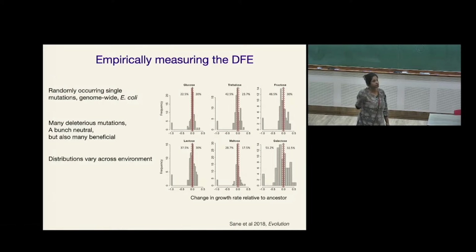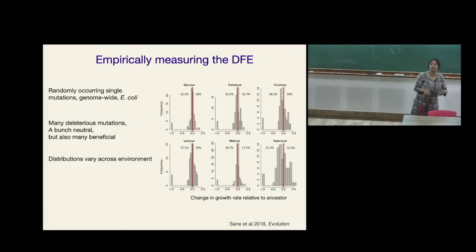So in that case, we can actually identify lethal mutations, right? Some of these, about 4 strains, failed to grow on these other media. So we know they're lethal in those media, but clearly they were not lethal on LB, the rich media where they were originally evolved. You can also see that in lactose, there seem to be more beneficial mutations. In galactose, there's a whole bunch of nice beneficial mutations, right? So the DFE does vary across environments, and this is observed by other people as well.